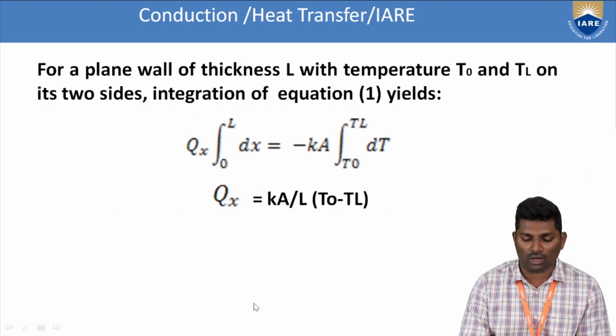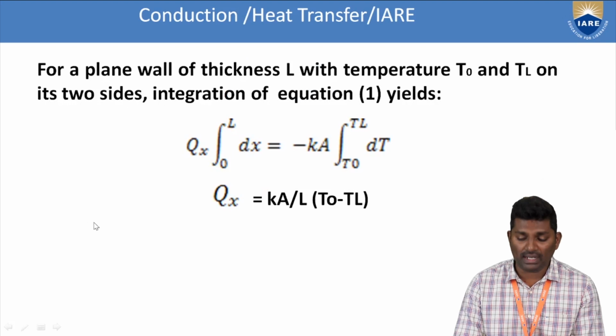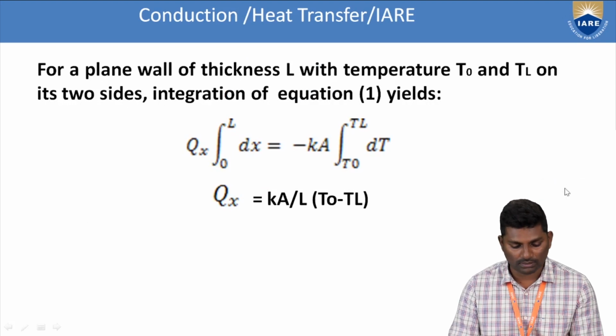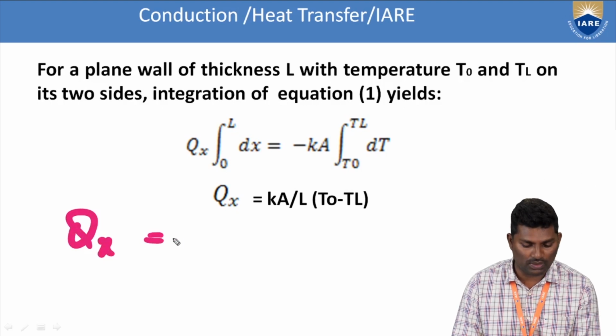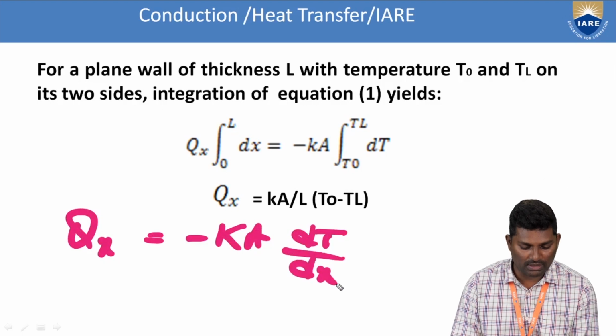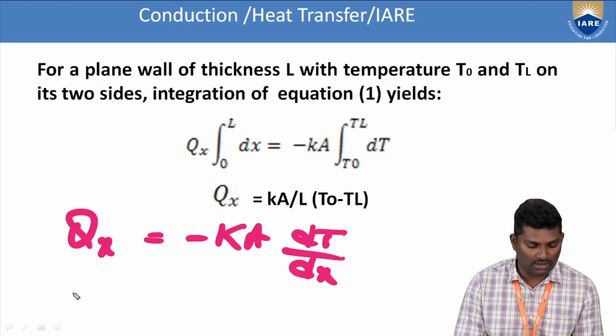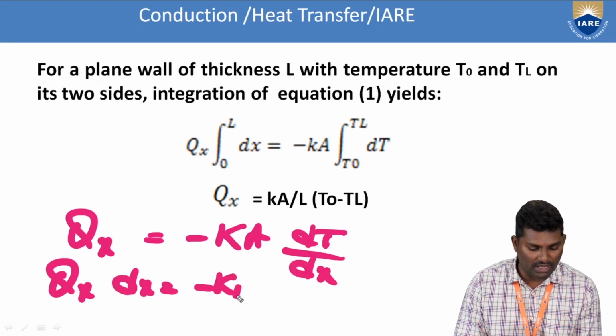Now for a plain wall of thickness L, what you were considering in the previous slide, with the temperatures T0 and TL at the two phases, now integrating the equation you get in conduction. So I write this equation as Qx is equal to minus KA dT by dx. I rewrite this equation as Qx dx is equal to minus KA dT.